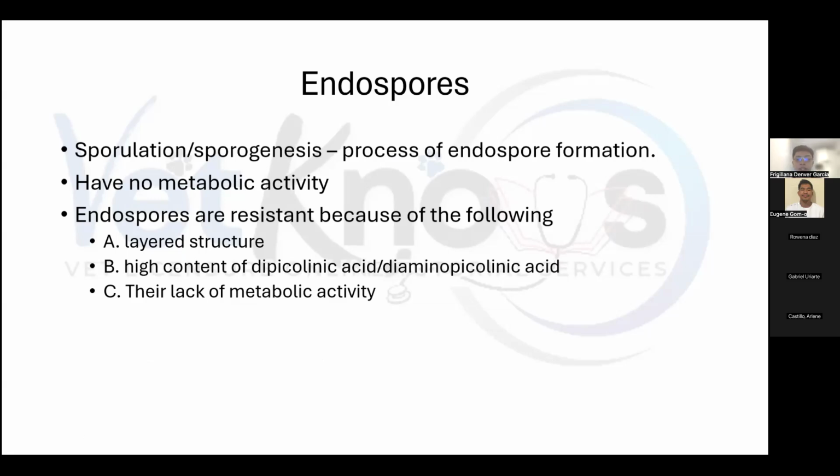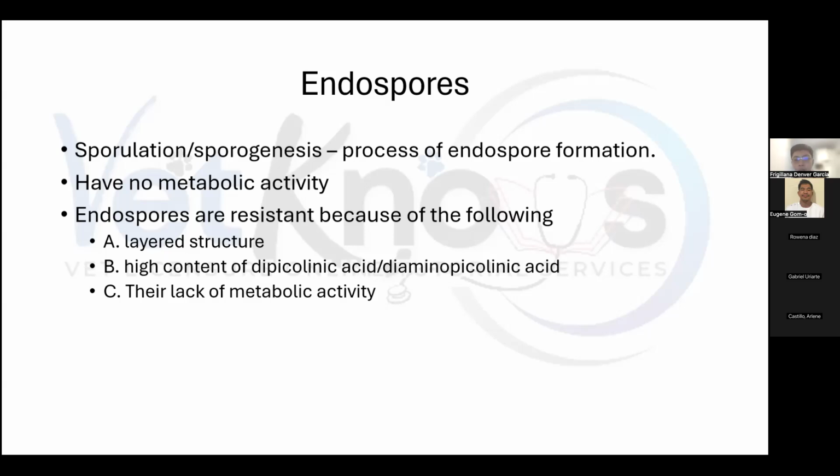Endospores are resistant because of the following: first and foremost, their layered structure and high content of dipicolinic or diaminopimelic acid. It varies depending on the source. However, if you see this in the board exam choices, just choose the nearest answer. Usually, if there is no exact answer, choose the nearest among the choices. At times, you will also see wrong spellings in the choices, but just choose the closest one. And spores again have no metabolic activity.